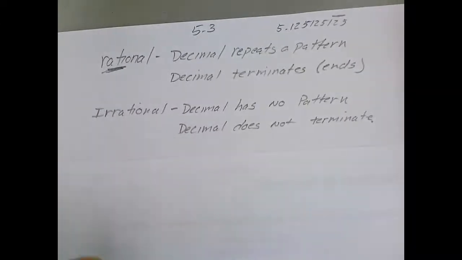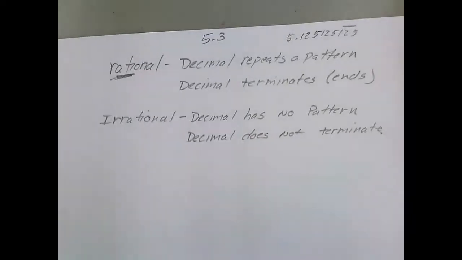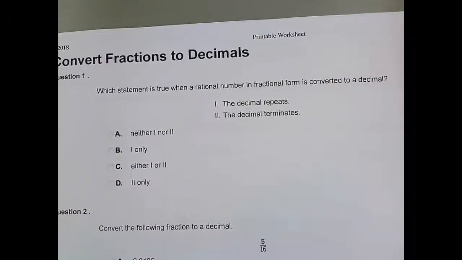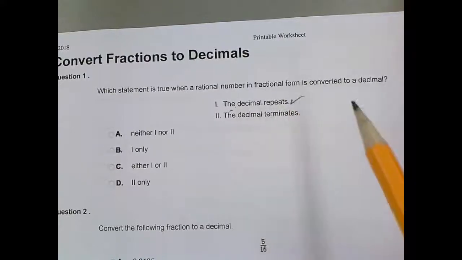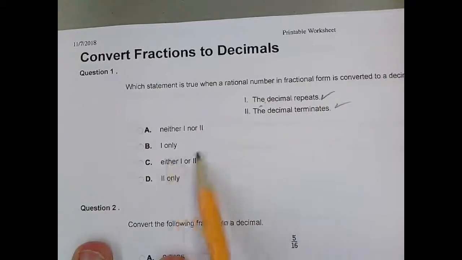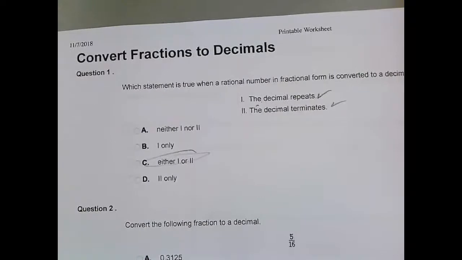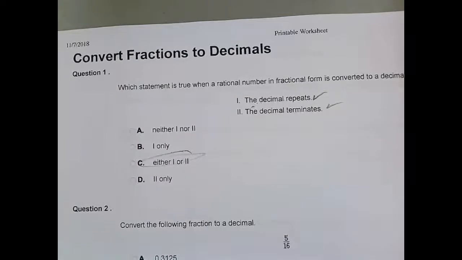So make sure you have those understood before you continue in this lesson, because when I generated my worksheet, the very first question it asked was, which statement is true when a rational number in fraction form is converted to a decimal? In other words, what do you know about rational numbers? Well, we know that for rational numbers, the decimal repeats a pattern, or the decimal terminates. So both of those are true, and either one would work. If you don't understand the vocabulary, you're not going to be able to do it. If it were irrational, you'd say neither one, because the decimal doesn't end and doesn't repeat a pattern.